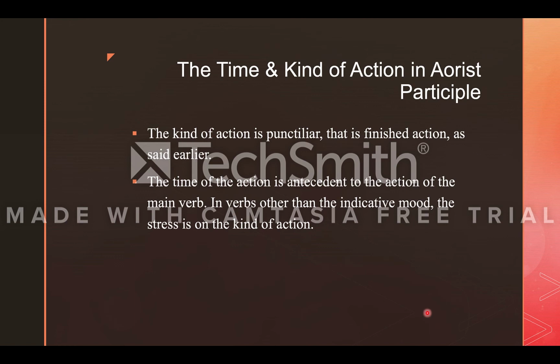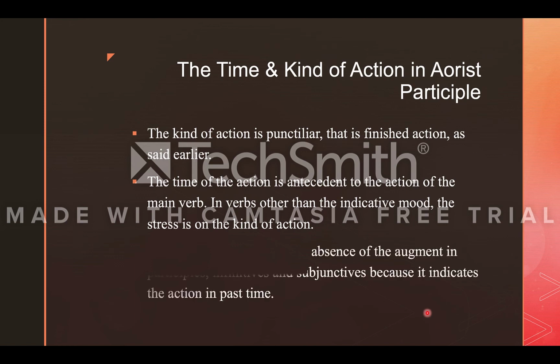In verbs other than the indicative mood, stress is always on the kind of action. Now, this is the reason behind the absence of the augment in participles, infinitives, and subjunctives, because the augment indicates the action in the past time.